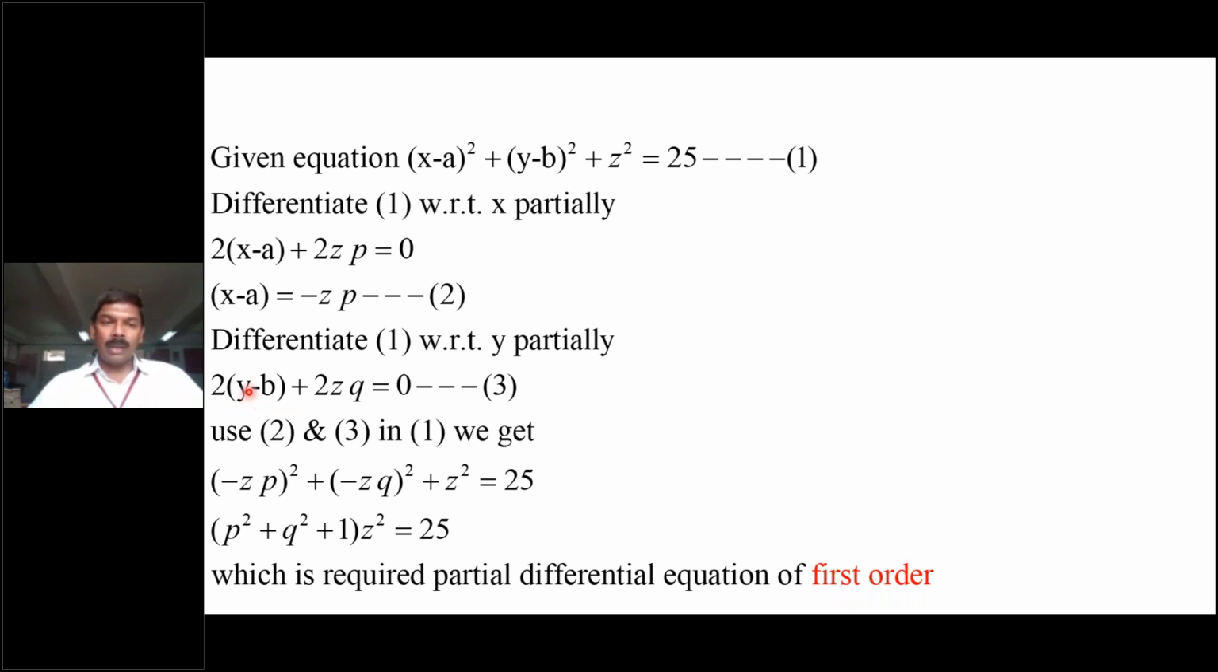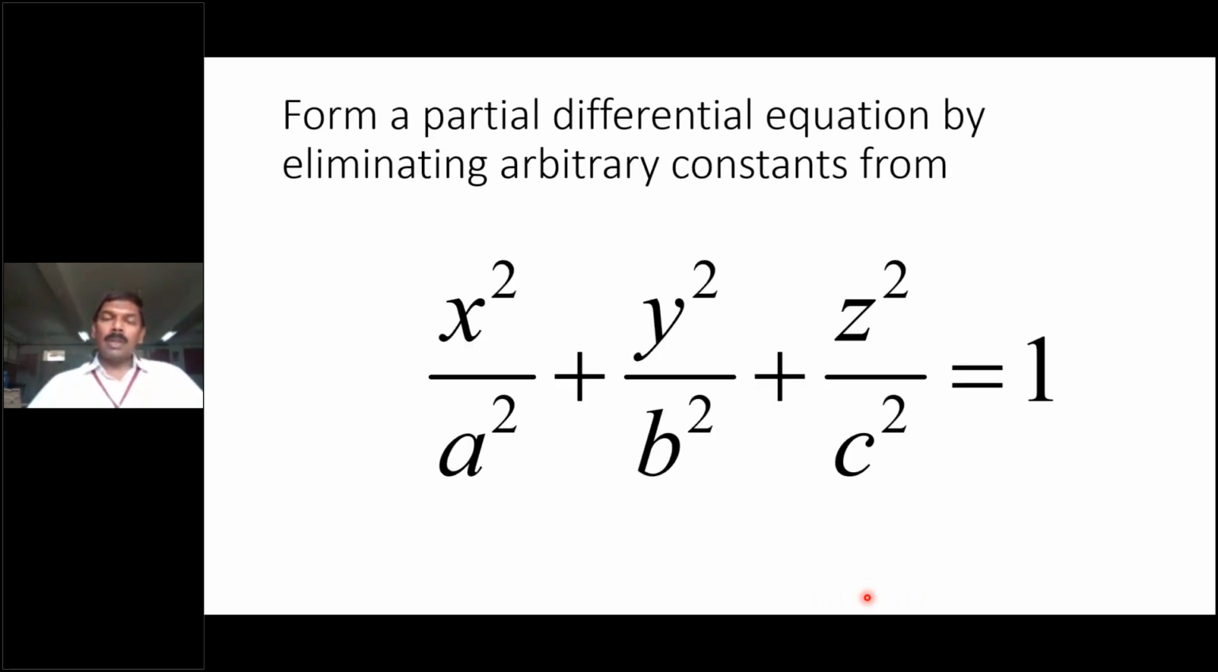We can use this 2 and 3 in equation number 1. With that we get this equation. So once again we get a partial differential equation of first order. So even in this problem we are having two constants. By eliminating two constants, we get first order equation. Now continuation, let us take this time a problem with three constants a, b and c.